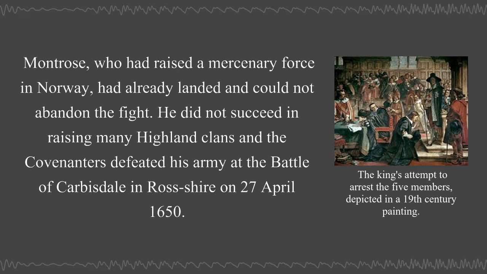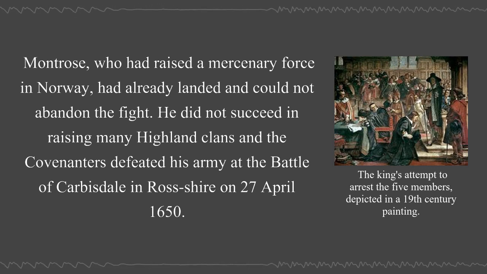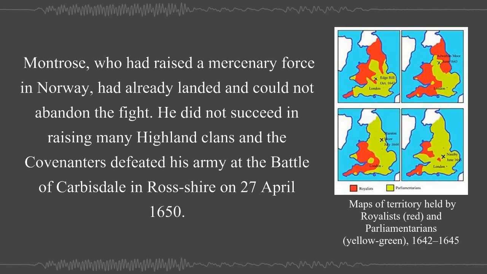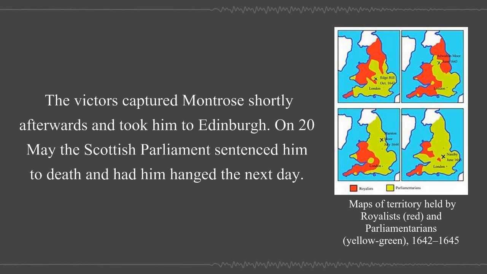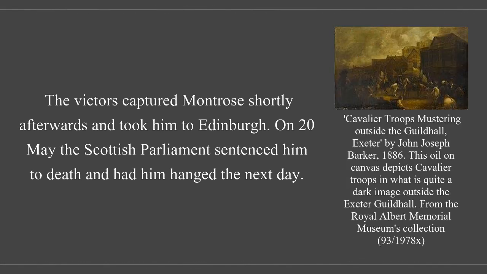He did not succeed in raising many Highland clans, and the Covenanters defeated his army at the Battle of Carbisdale in Ross-shire on 27 April 1650. The victors captured Montrose shortly afterwards and took him to Edinburgh. On 20 May, the Scottish Parliament sentenced him to death and had him hanged the next day.